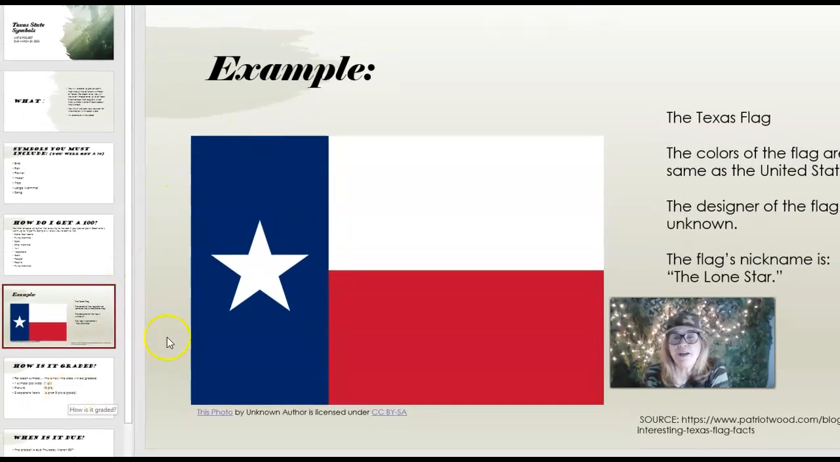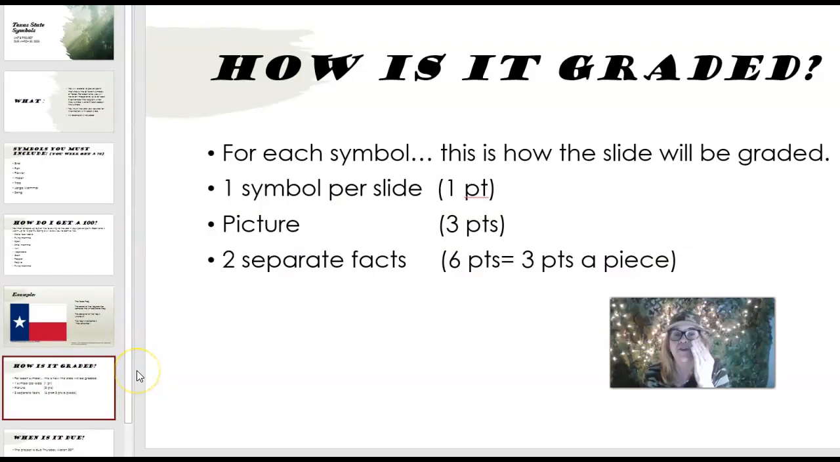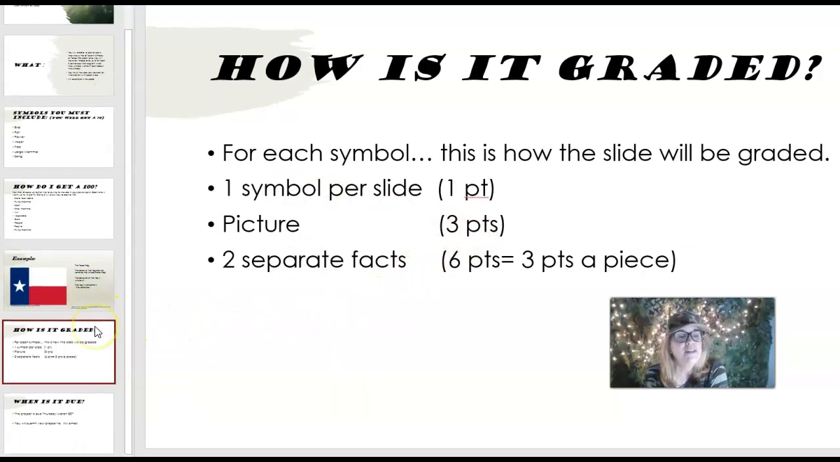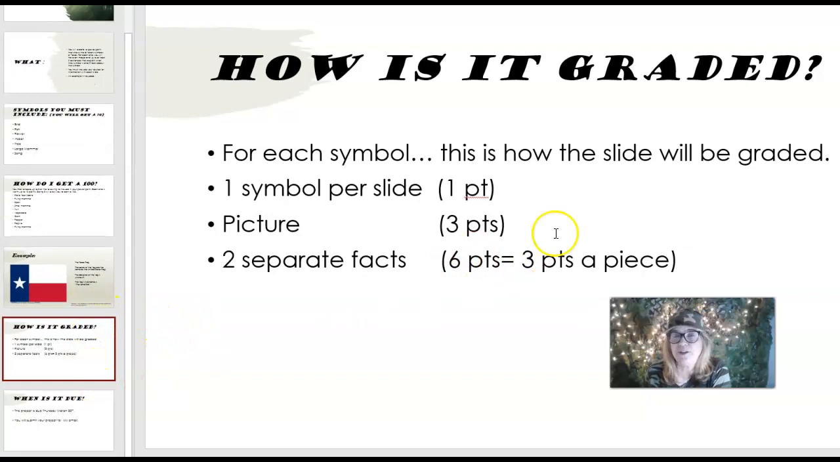How is the Unit 8 graded? Well, it says that for each symbol, you'll get 1 point, pictures 3 points, and 2 separate facts 3 points each. All right, so you have until Friday of this week, April 6th, to get in the project. All right, so that is social studies.